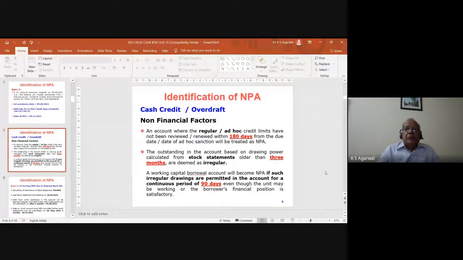Another reason by which a CC account can become NPA is when we allow operations on the basis of old stock statements. The outstanding in the account based on drawing power calculated from a stock statement older than 3 months is deemed irregular. And if such irregular drawings are permitted in the account for a continuous period of 90 days, this account will become NPA. I will explain it with an example.